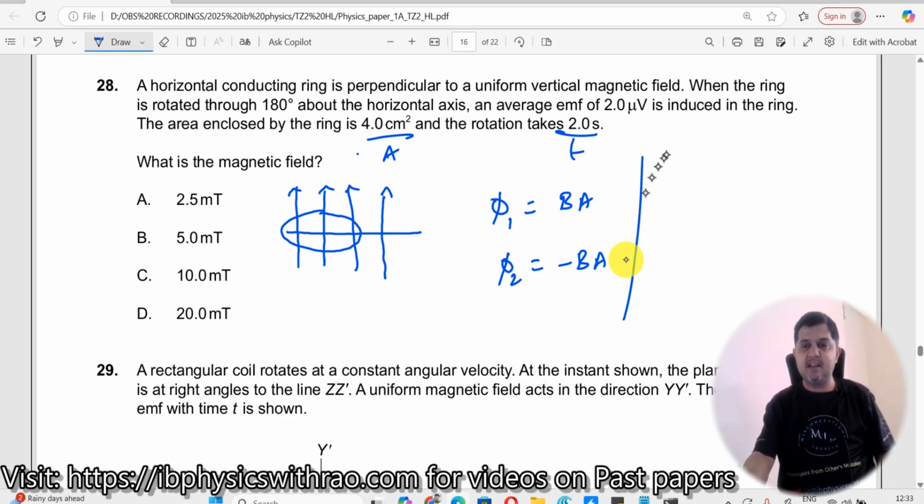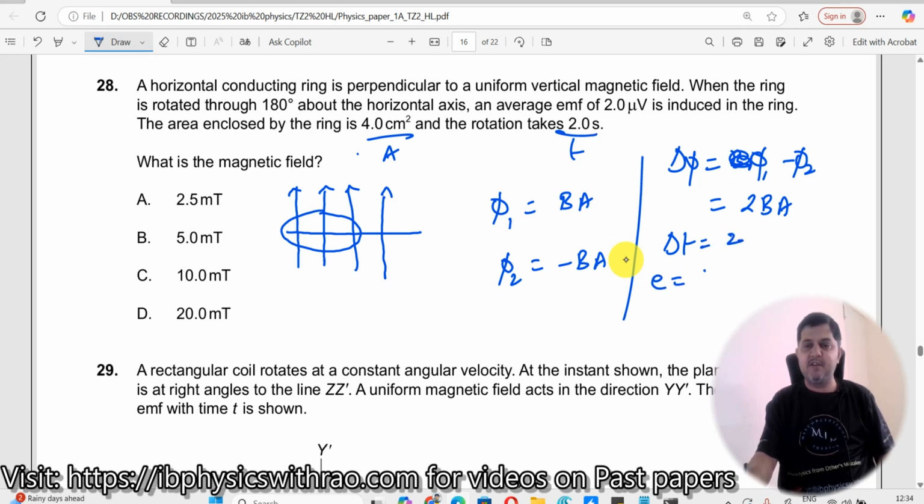Now what is your delta phi? Delta phi is not 0. It is phi 1 minus phi 2, which should be 2 times BA, right? BA minus of minus BA will be 2BA. What is delta T? Delta T is nothing but 2 seconds. What is your EMF? EMF is equal to delta phi divided by delta T, which would be 2BA divided by 2. Okay, so I'll cancel these two over here. I'll just get BA.